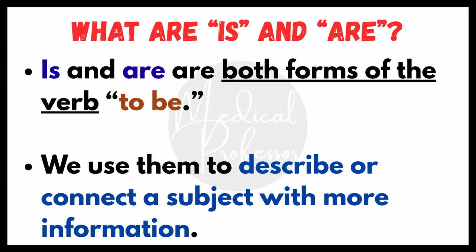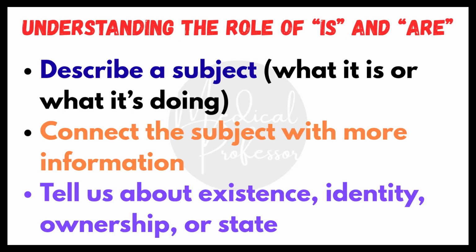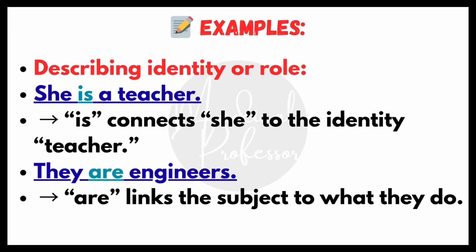Think of is and are as helping or linking words that describe a subject. They connect the subject with more information. They tell us about existence, identity, ownership, or state. For example, describing identity or role. She is a teacher. Is connects she to the identity teacher. They are engineers. Are links the subject to what they do.